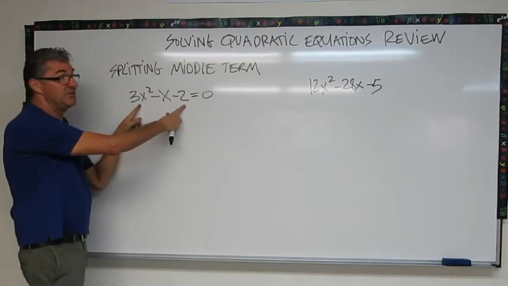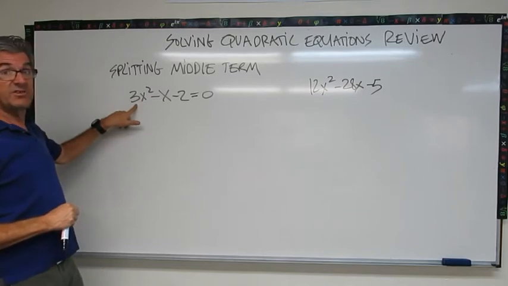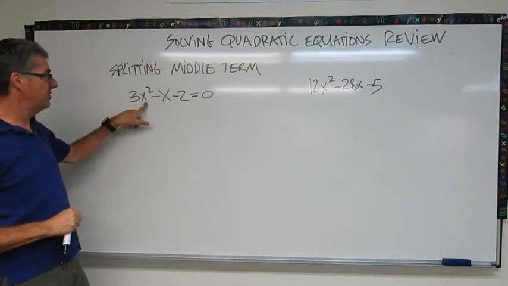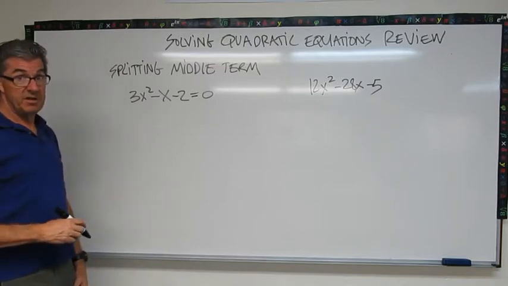But they're not. So that's not going to work. Product sum doesn't work when you have a number in front of the x squared term. So that's not going to work. So that leaves us with splitting the middle term.